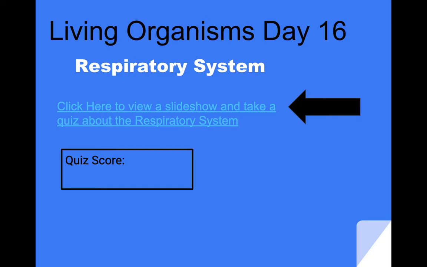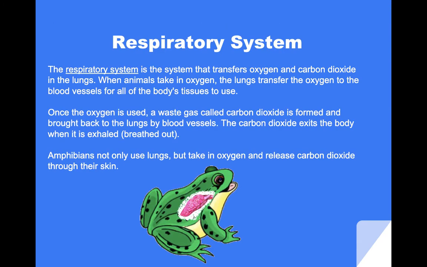So then the next system is called the respiratory system. We're going through a lot of systems here. Respiratory has to do with breathing, respiration. The respiratory system is the system that transfers oxygen and carbon dioxide in the lungs.